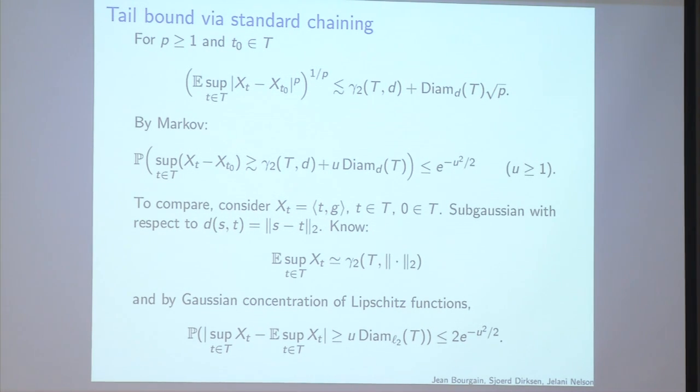In addition, I know by Gaussian concentration of Lipschitz functions that this sup of the canonical Gaussian process concentrates around its expected value like a sub-Gaussian random variable. And if I put these two observations together, I get this bound. So for Gaussian processes, this bound that we have here is actually weaker than what we already know, because in this probability estimate we also have an estimate for the lower tail of the distribution, where this is only the upper tail.